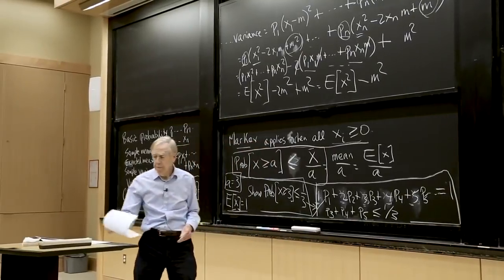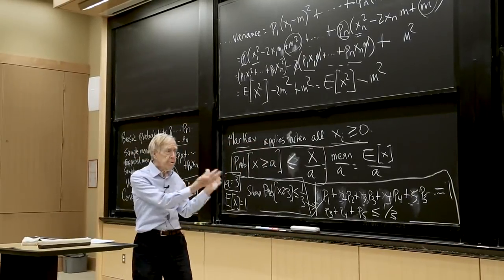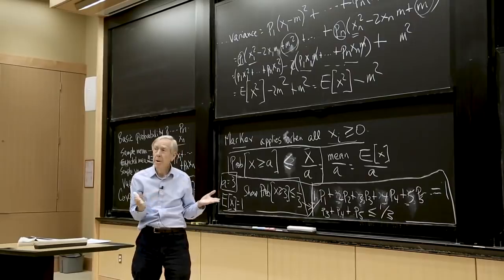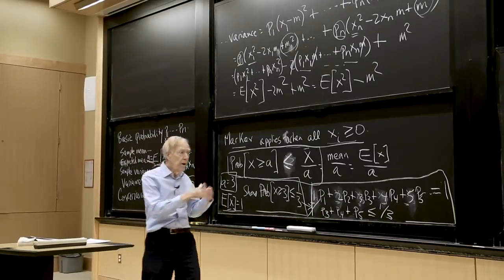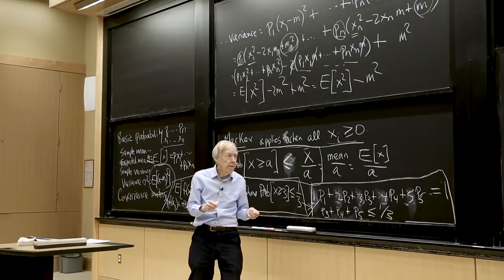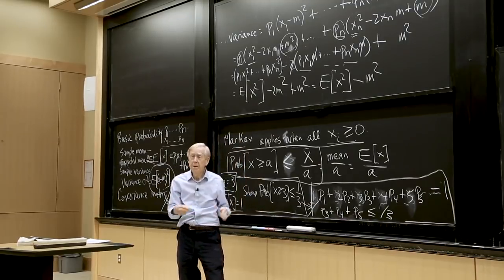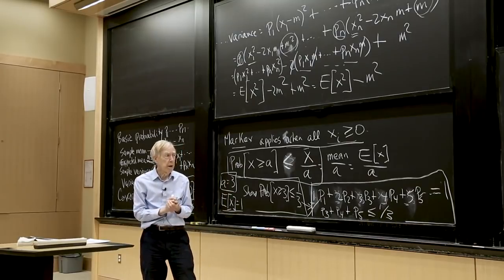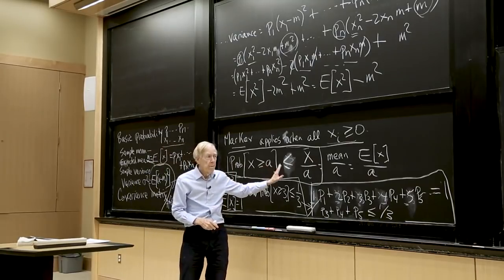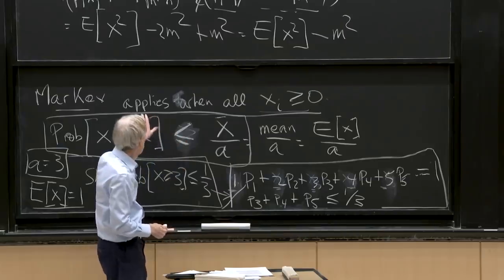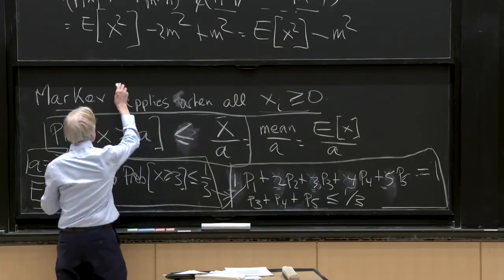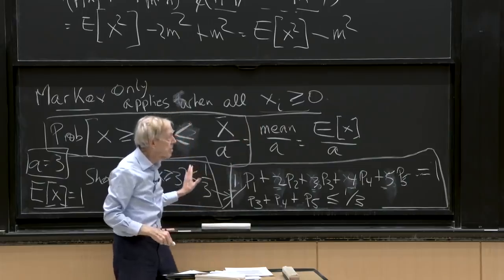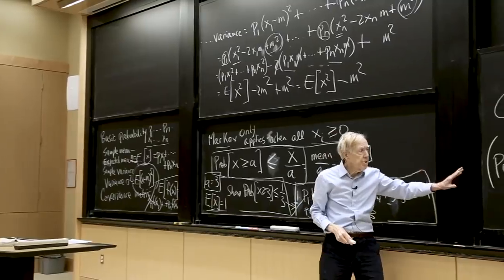So that's Chebyshev. I just take time today to do these two because they involve analysis. They're basic tools, sort of the first thing you think of if you're trying to estimate a probability. Does it fit Markov? Markov only applies when the x's are all greater or equal 0. Here, does it fit Chebyshev?